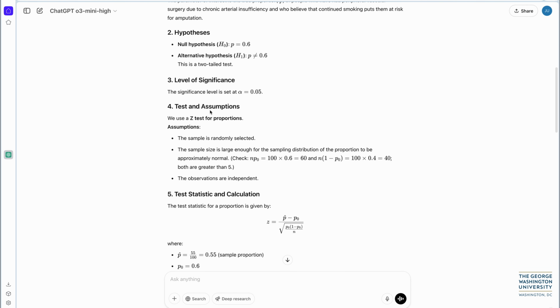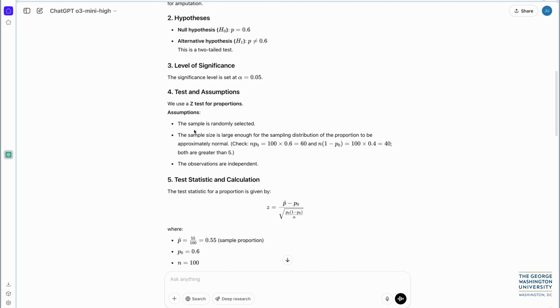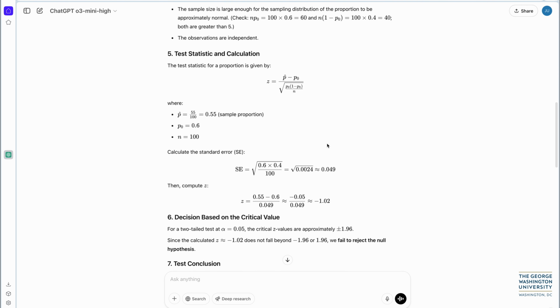That's fantastic. Test and the assumptions. We use a z-test for proportions. The sample is randomly selected. The sample size is large enough for the sampling distribution of the proportion to be approximately normal, and look, n times p sub 0, just as we did, the 60 and the 40, are both at least greater than 5. That's fine. And then finally, these observations, as I mentioned, are independent. We're just going to assume that.